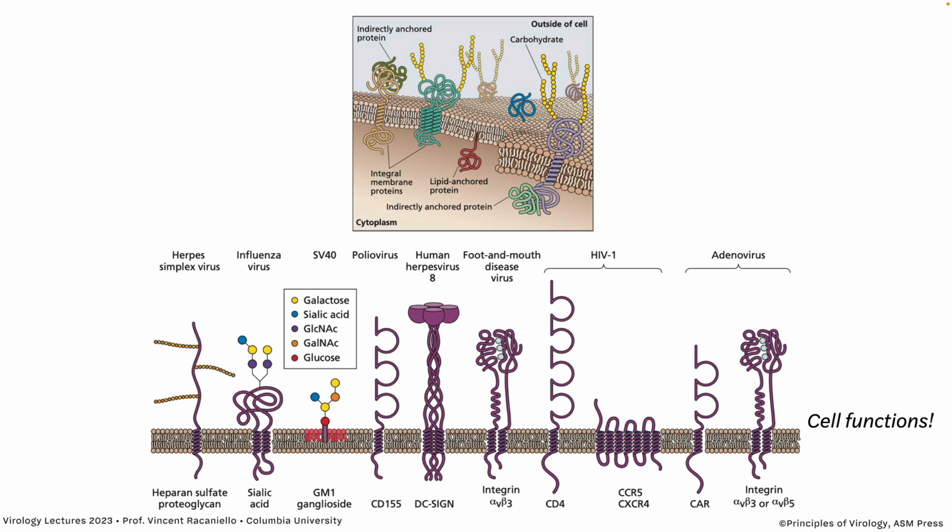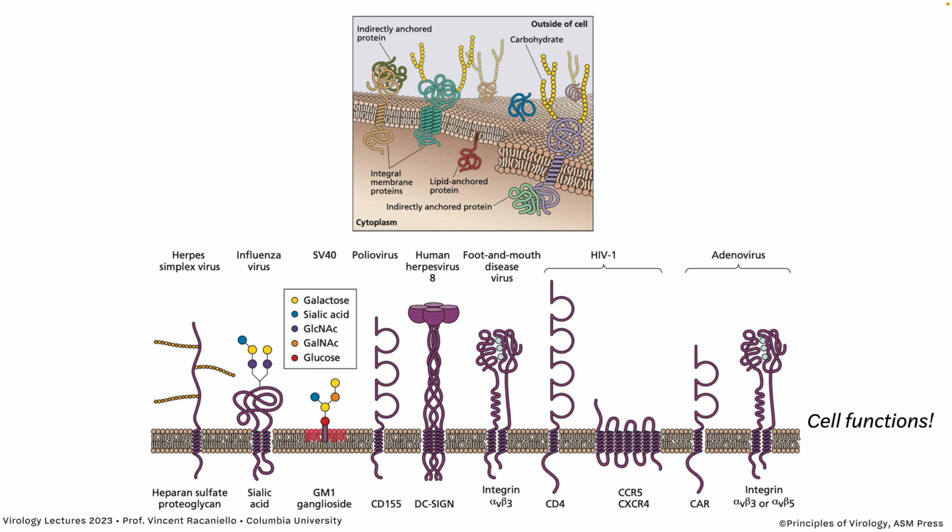So on the bottom are some cell proteins that have been identified to be cell receptors. We have, for example, herpes simplex virus binding to heparan sulfate proteoglycan. We have influenza virus binding to sialic acid, which is a glycoprotein present on basically many proteins.